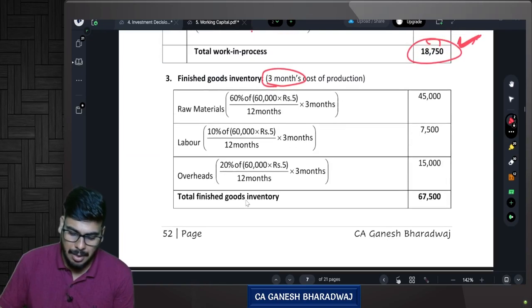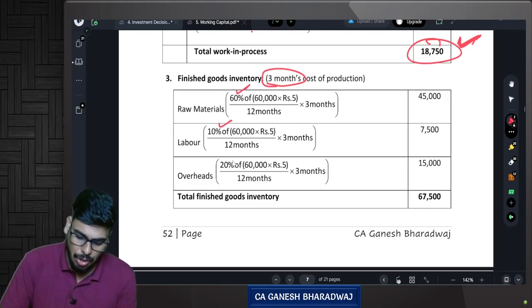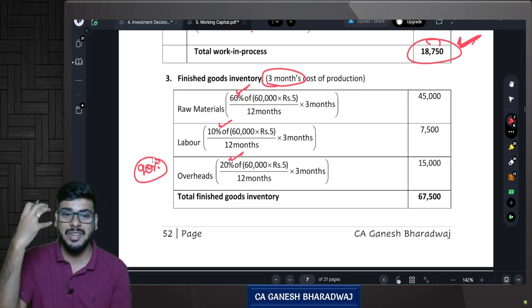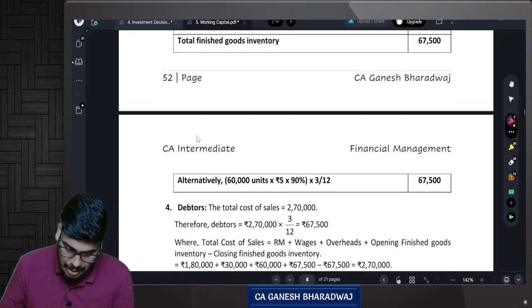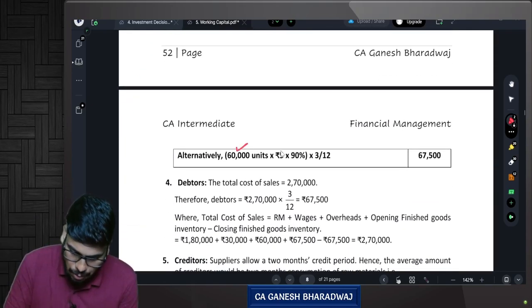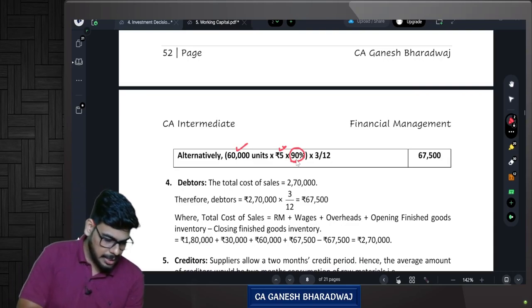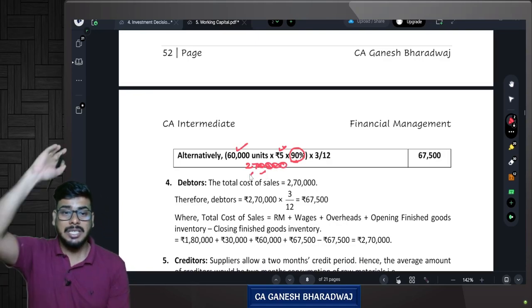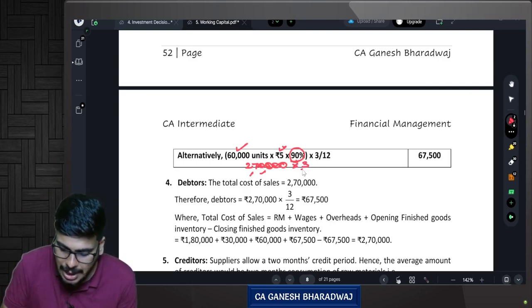So now you tell me, raw material cost is how much? 60% of my sales. Labor is 10% of my sales. Overheads is 20% of my sales. 60 plus 10 plus 20. Overall, can I say the overall cost that I incur for every unit of completed product is 90% of my sales? Yes. Now, what is my sales value? 60,000 into 5 rupees, correct? On that 90% is the cost I have incurred, correct? So can I say 60,000 into 5 into 90%, 270,000 rupees, is the overall cost incurred for the entire period, correct? But I just need to maintain 3 months worth of stock.